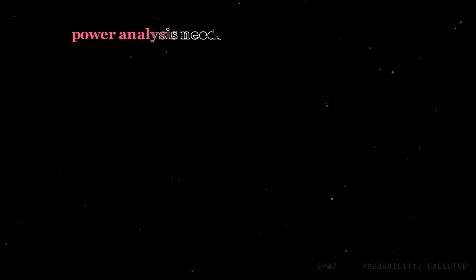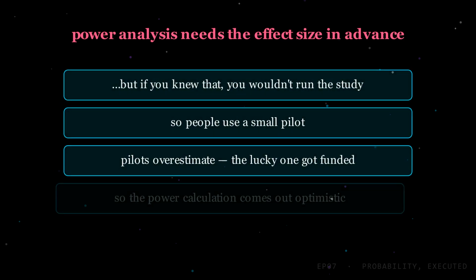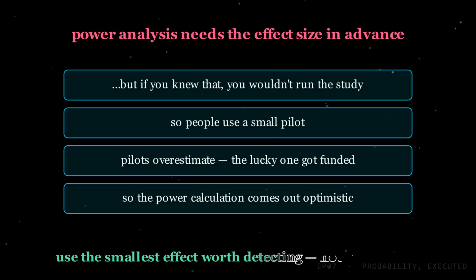The honest caveat: power analysis needs you to guess the effect size in advance, and if you knew that, you wouldn't be running the study. So people take the effect size from a small pilot, and small pilots systematically overestimate effects, because a pilot that got lucky is the one that got funded. That makes the resulting power calculation optimistic. Use the smallest effect worth detecting, not the effect your pilot happened to show.